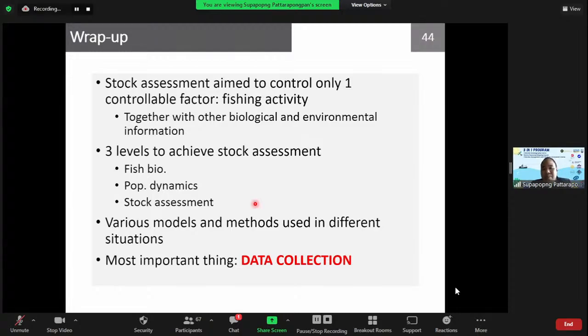I forgot to mention that CPUE standardization is actually used in Australian fisheries for some trap or long line fisheries. However, the most important thing is the data collection for fish stock assessment and the other population dynamics and fishery biology.